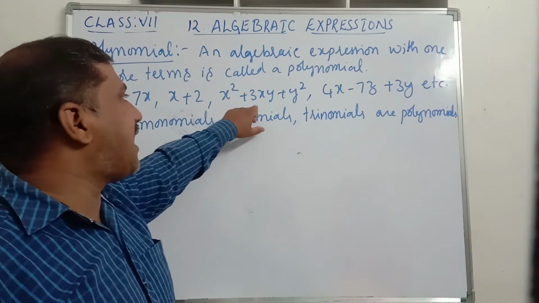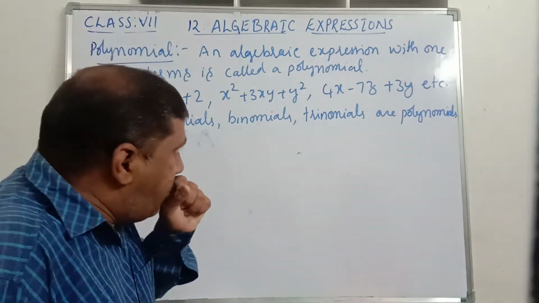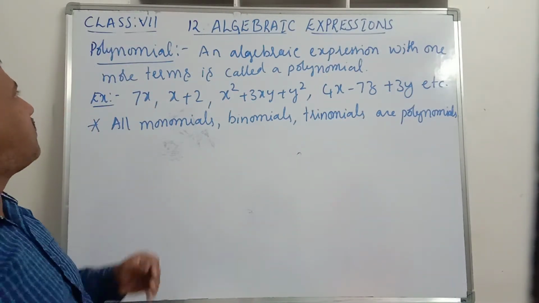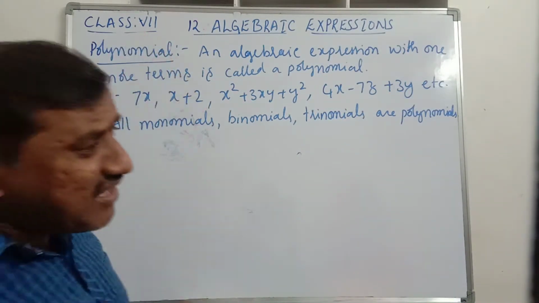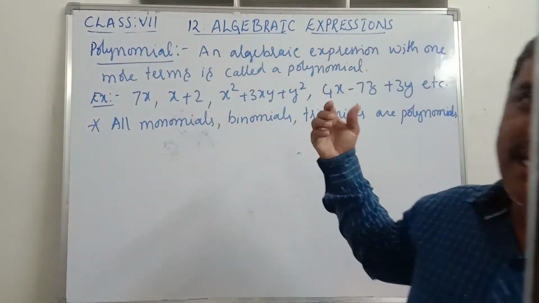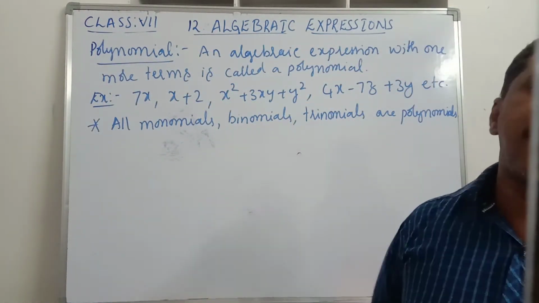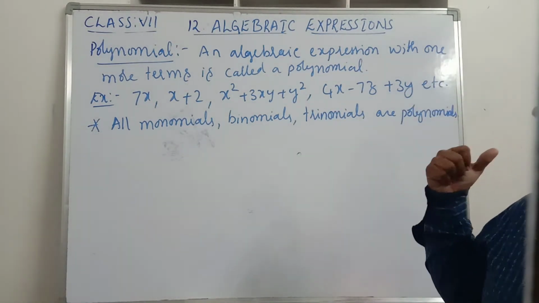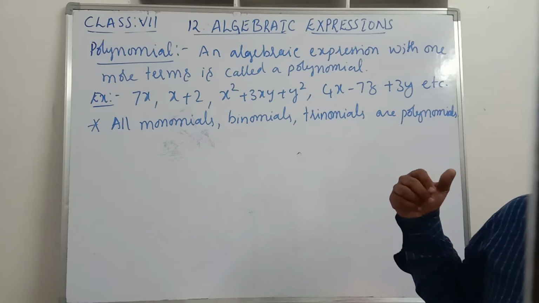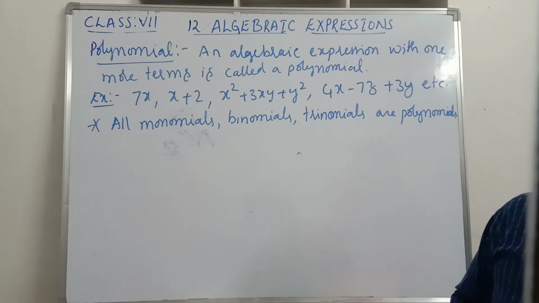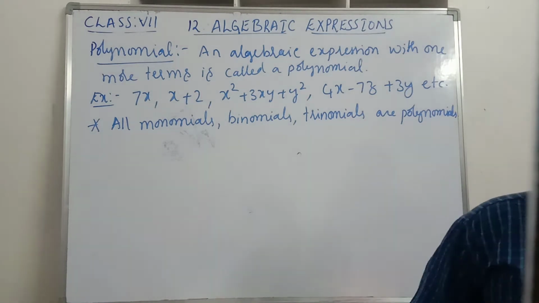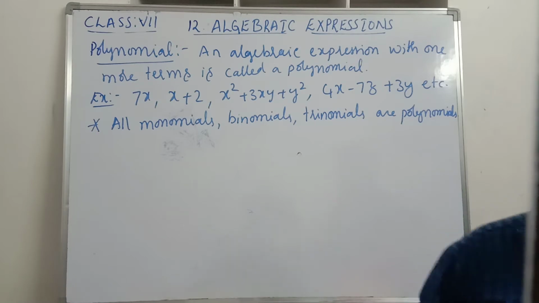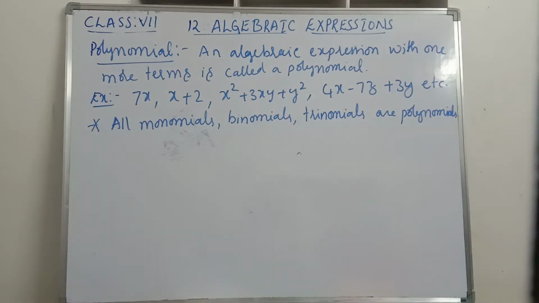x square plus 3xy plus y square, 4x minus 7z plus 3y are some examples of polynomials. You will study polynomials as a separate chapter in classes 9 and 10. We will discuss polynomials in more detail in classes 9 and 10. Now, with the knowledge we have studied, we will solve the questions from exercise 12.1, the first exercise.